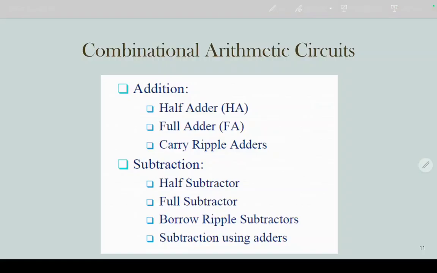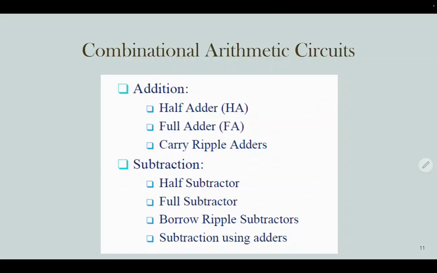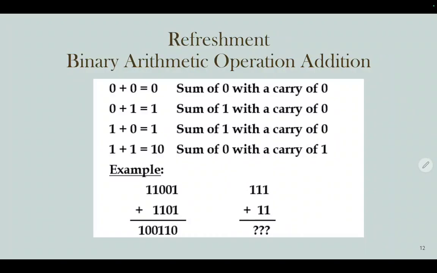Okay, next is the explanation about half adder, full adder, and carry ripple adder. And I will explain a little bit more about half subtractor and full subtractor. First of all, you need to understand the binary arithmetic operation for addition. 0 plus 0 equals 0, which is sum 0 carry 0. 0 plus 1 equals 1 carry 0. 1 plus 0 equals 1. Sum of 1 carry 0. 1 plus 1 equals 0 carry 1.